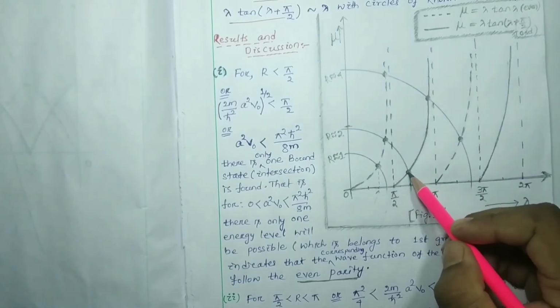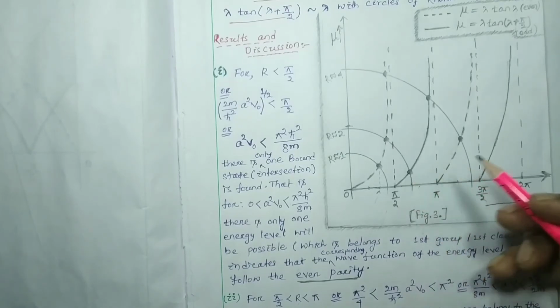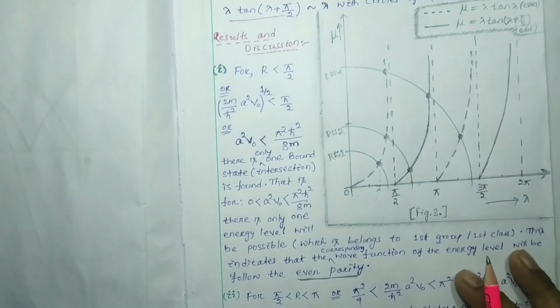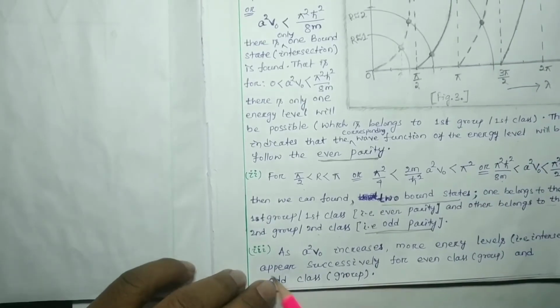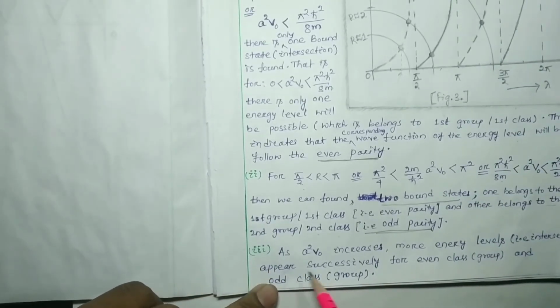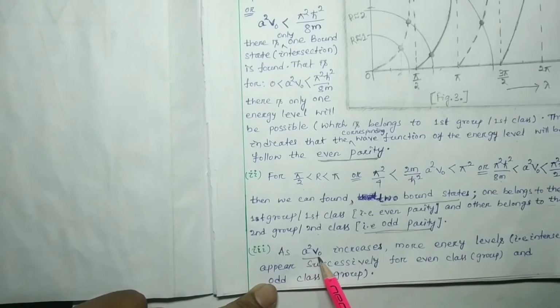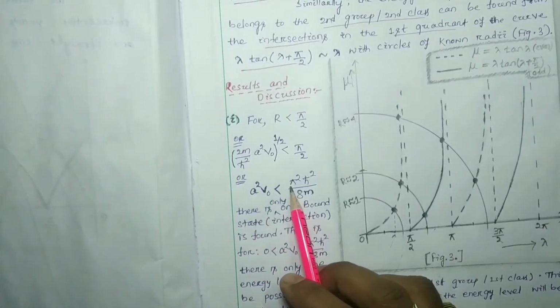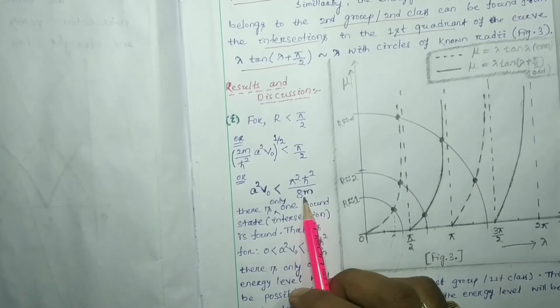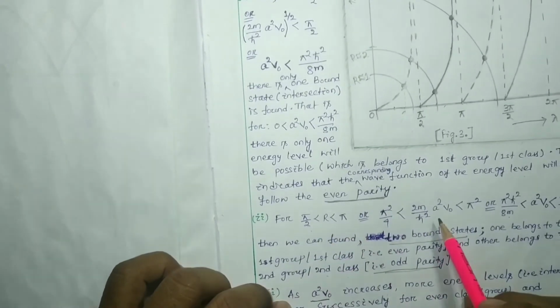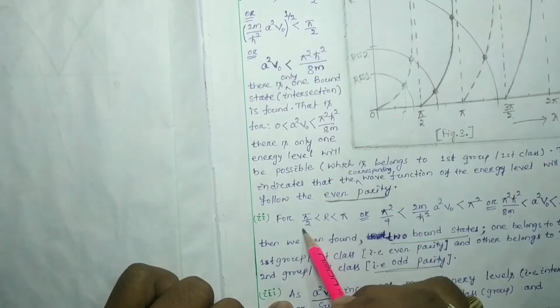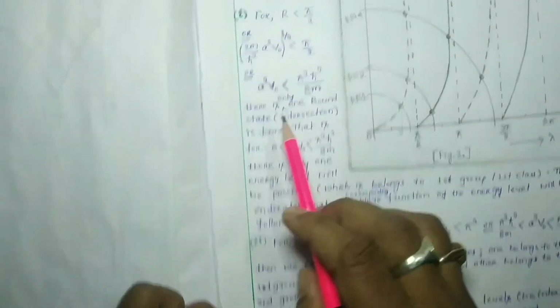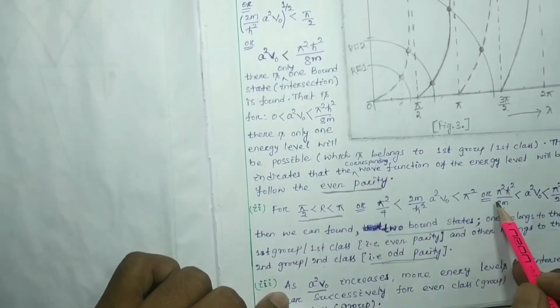For the second class, or second group, we can get the so-called odd parity wave functions. Now third, as a square v0 increases. First, here a square v0 is less than π²ħ²/2m. Here a square v0 somewhat increases for this case.